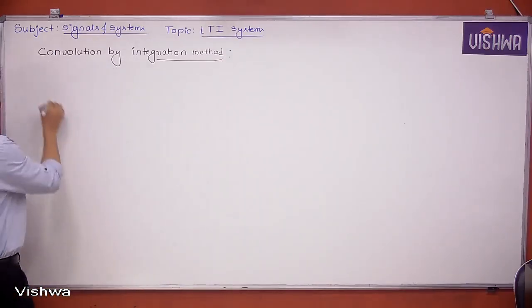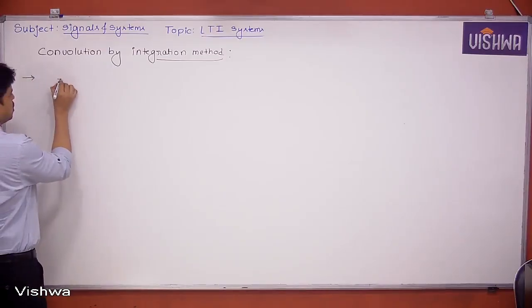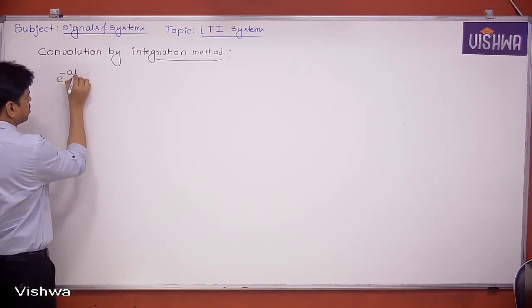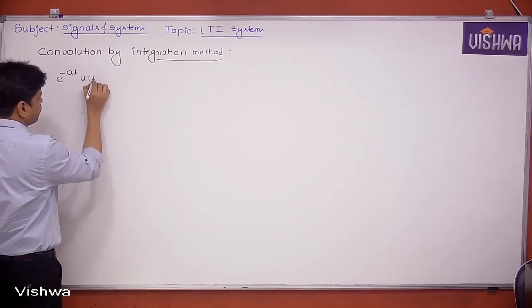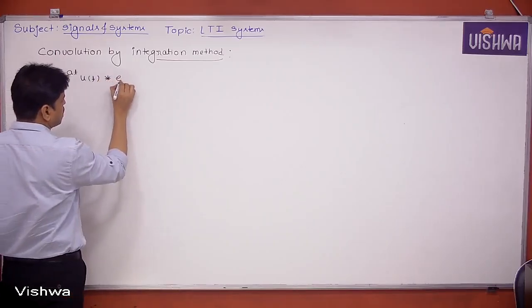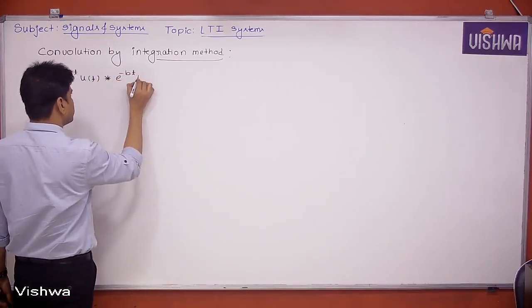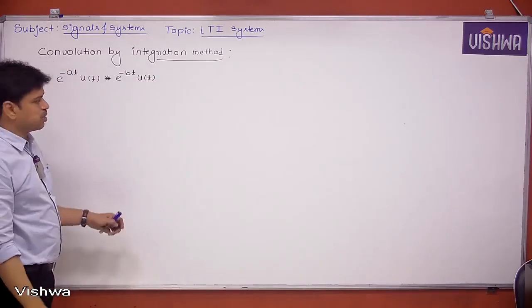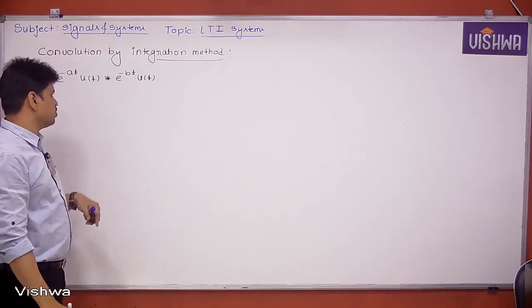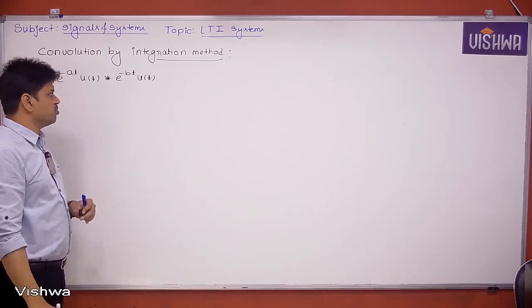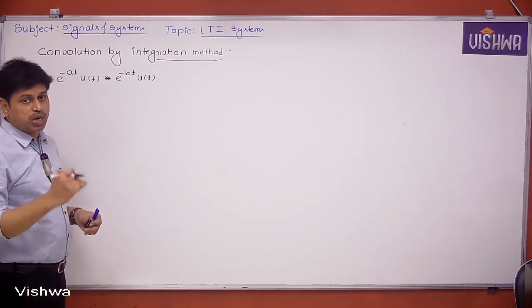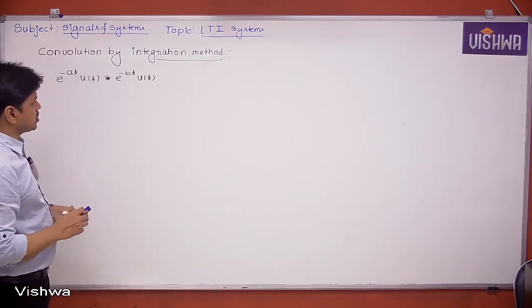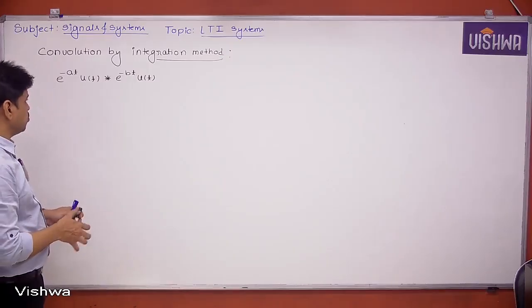For that, I will take an example: e power minus at u of t convolved with e power minus bt u of t. After some time you have to remember this result, what the convolution of these two is going to be. But first we will go through the derivation of how we can do this.